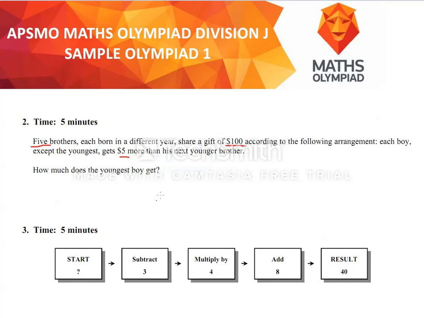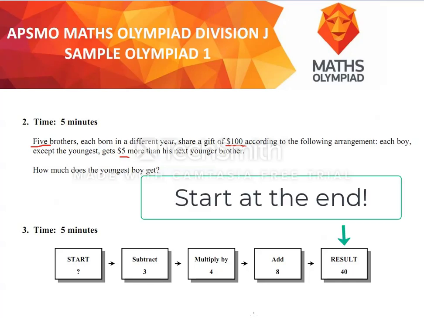All right, question 3 is really quite an easy one. I don't see how it would take you 5 minutes to figure it out once you know how to do it. You have an unknown number at the start. You subtract 3, you multiply by 4, you add 8, and that would give you a result of 40. So all you do in this type of question, a very common type of question, is start at the end.